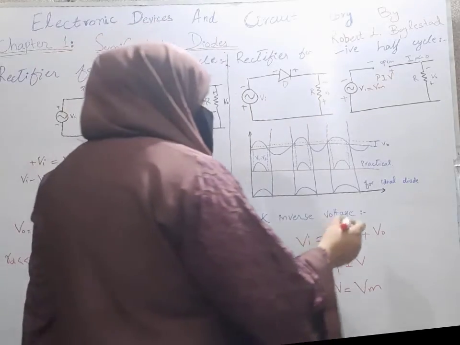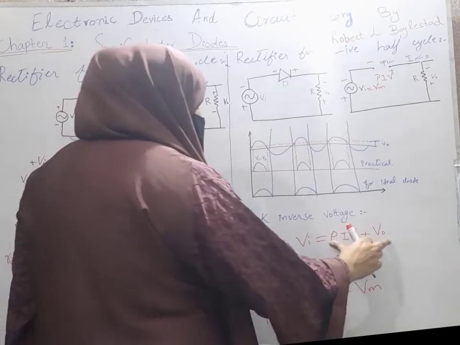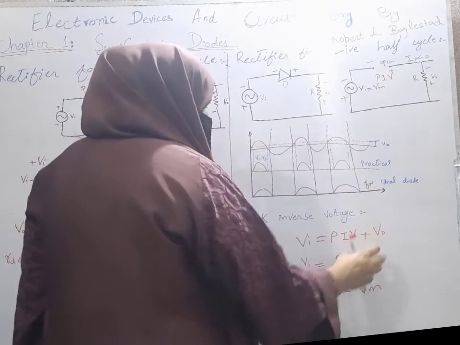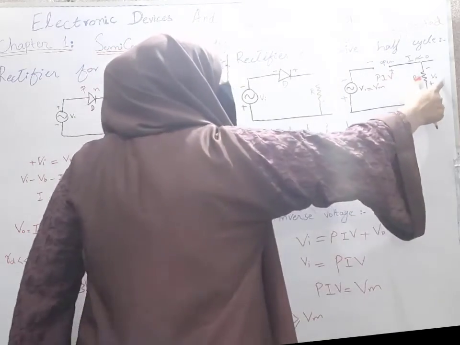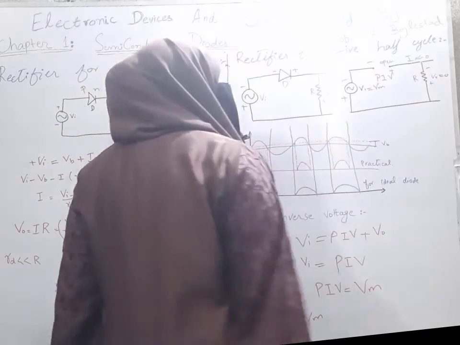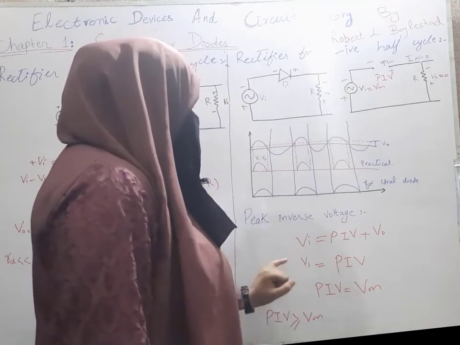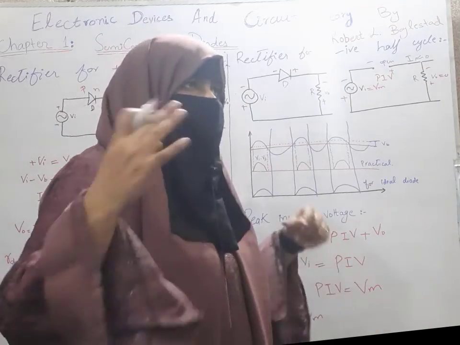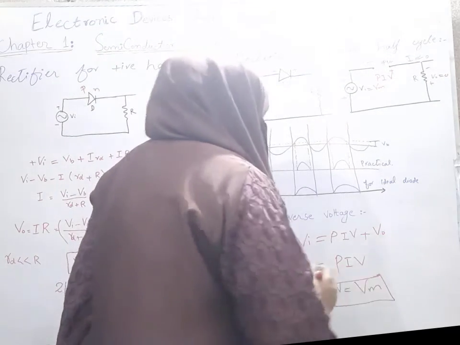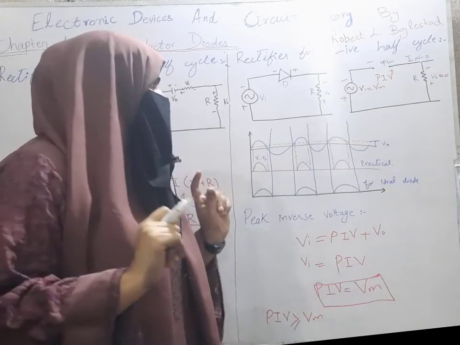By applying the KVL equation, we have Vi, the input voltage, equal to all of the output voltages, so PIV and V naught. In this case, the voltage drop is equal to 0. When no current flows, the voltage drop will be 0. And Vi will be equal to PIV, and Vi will be equal to Vm, the maximum voltage. Then we have PIV, peak inverse voltage. When we apply the maximum input voltage, we will get the peak inverse voltage.